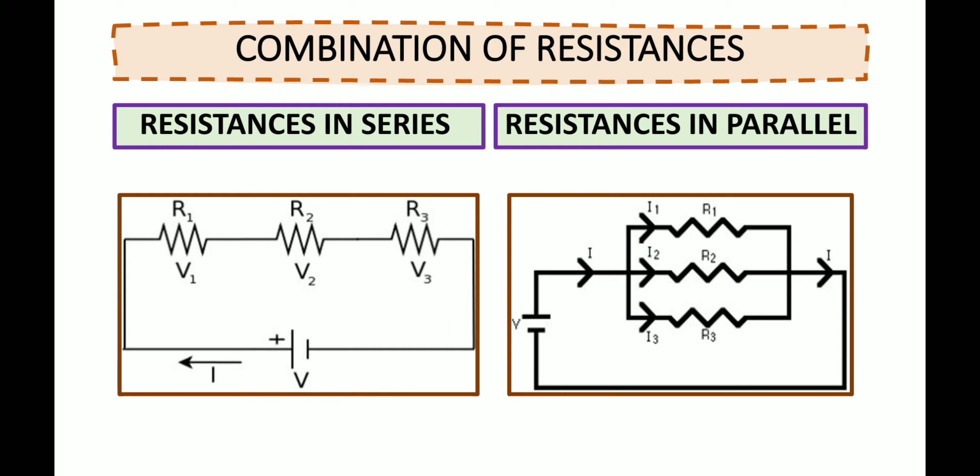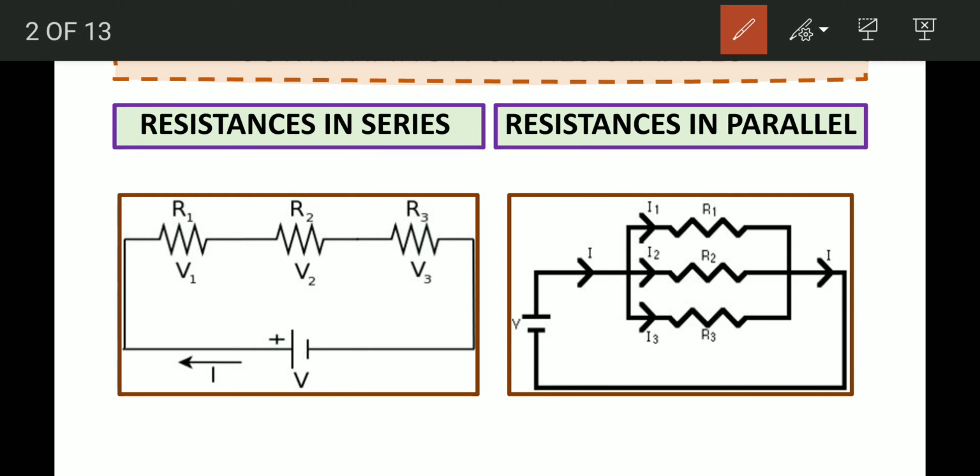In the first picture, there are three resistances that are connected in series. There is a cell of potential difference V and therefore a current I flows in this direction. This current I flows across R1, R2 as well as R3. Same amount of current. This you have been told earlier in the previous video.